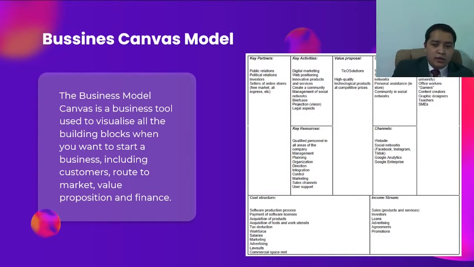Well, the business canvas model is a business tool to visualize all the building blocks when a person wants to start a new business, including the customers, route to market, value proposition, and finance. This canvas model helps to visualize what is important and forces users to address key areas. It can also be used by teams, employees and advisors to understand the relationship and reach new agreements. This model is very important to create a new company.